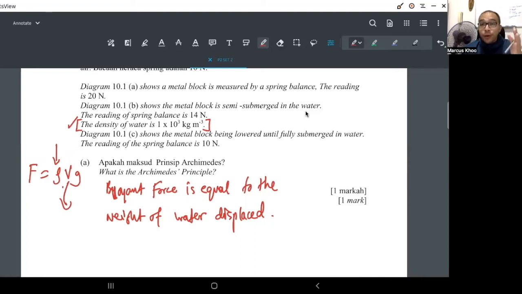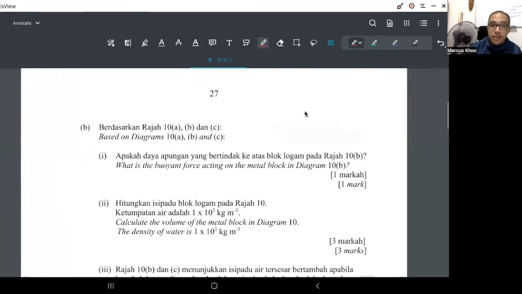So you want a big buoyant force, you need to have a big density liquid, you need a big volume that is inside the liquid, not floating on top. Very important. How much of it is inside the liquid is what matters. Floating on top doesn't matter. And of course the gravity on Earth, gravity is 9.81, so it doesn't really make much of a difference.